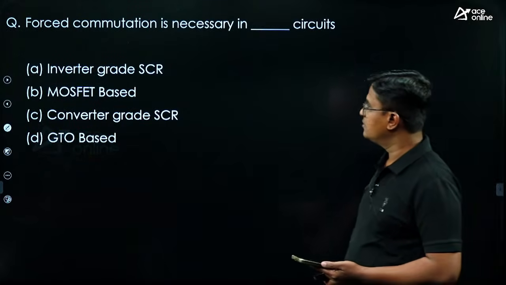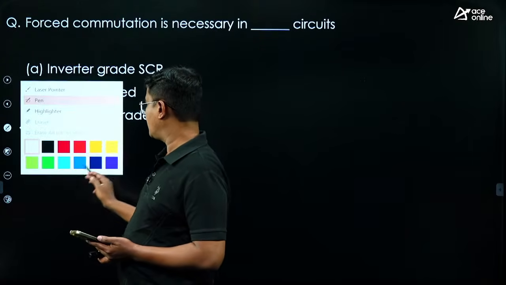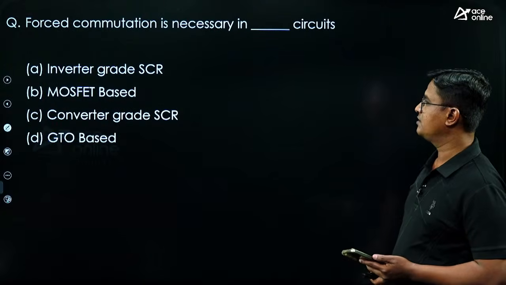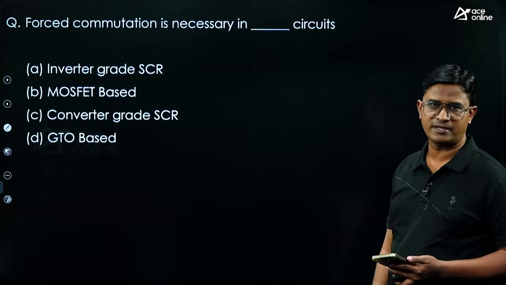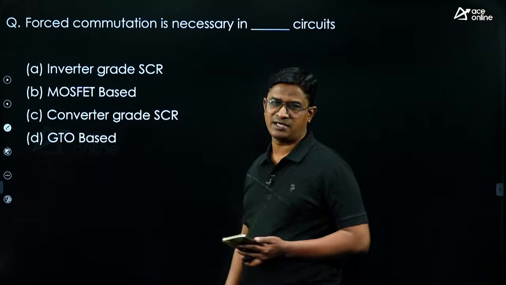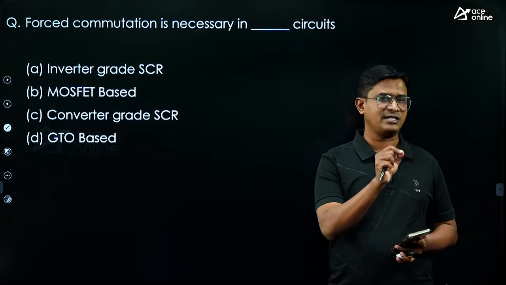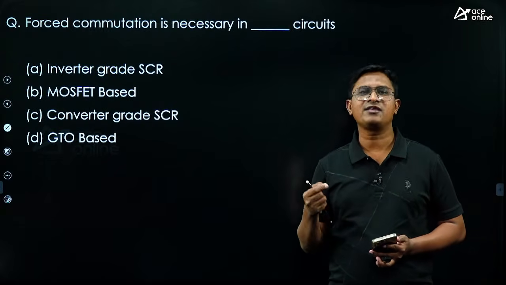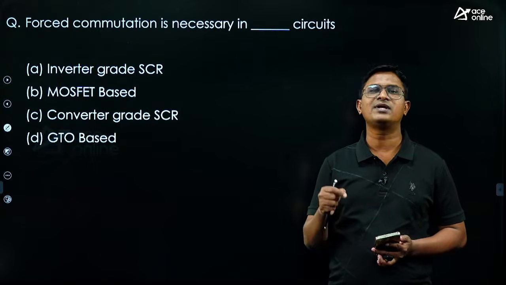Next, forced commutation is necessary in dash dash circuits. In which circuit do we require the forced commutation? Inverter grade SCR, MOSFET based circuits, converter grade SCR or GTO based circuit. Please listen. We have inverter grade SCRs and converter grade SCRs. Converter grade SCRs means SCRs used in rectifier circuits. Inverter grade SCRs means SCRs used in inverter circuits.